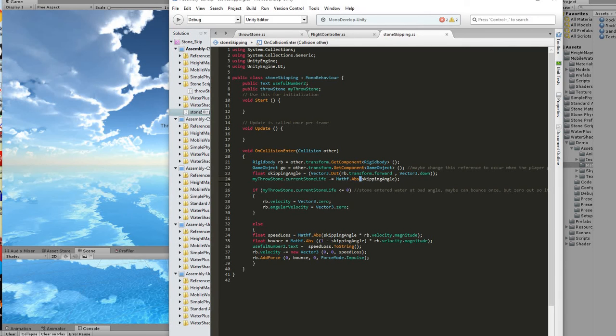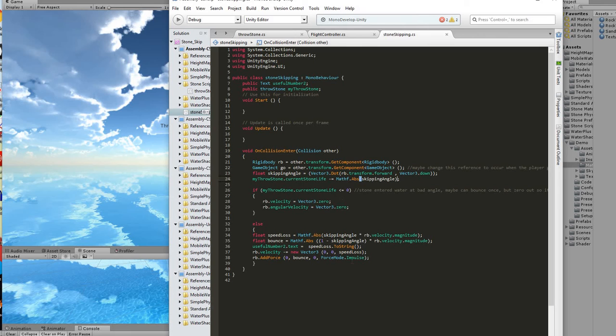And the speed loss is the skipping angle times the rigid body velocity. So if your velocity is like 50 and the skipping angle is like 0.01, then the speed loss is going to be low. So if the stone is flying along at a flat angle, it'll be a low speed loss. But if it's at a high angle, it'll be a high speed loss. It'll be like half of the speed or something.